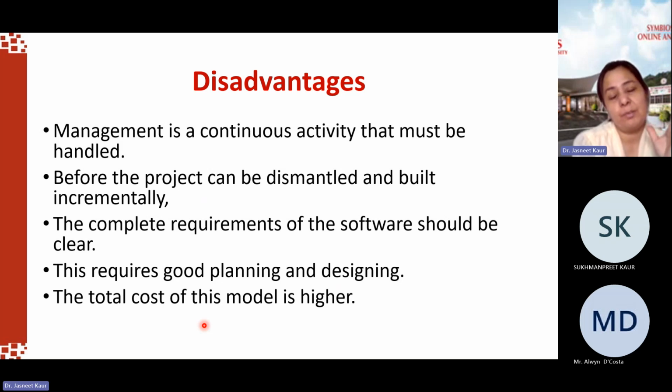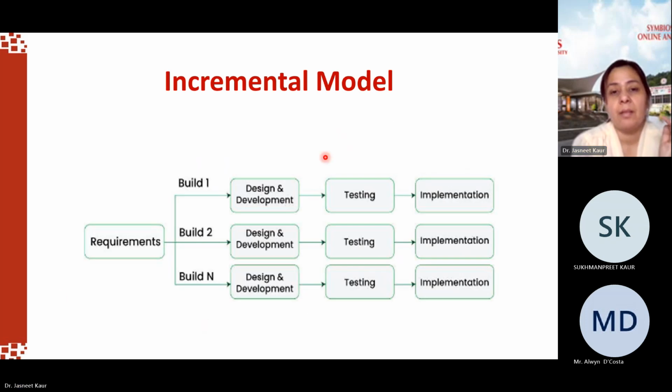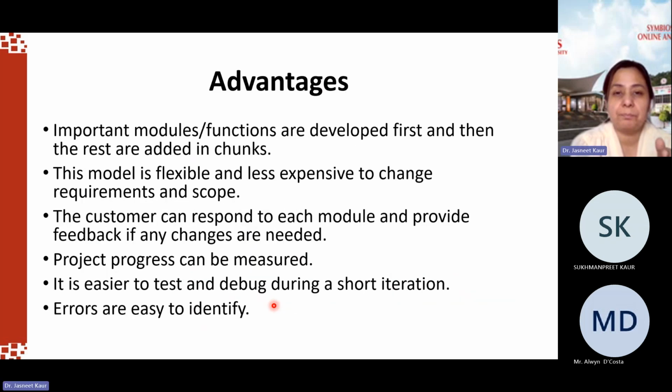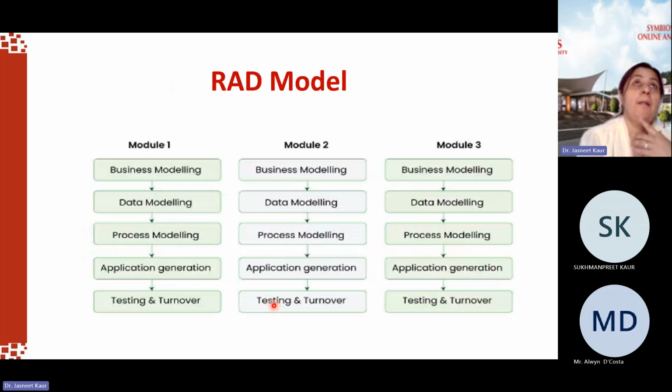suppose you are utilizing 1 lakh rupees on this build one. Parallelly, you have to utilize the same amount of money here, the same amount here, and so on, for as many divisions as you have. Whereas in other models, money is utilized at one point of time. Okay, so these are the disadvantages. The next is the RAD model.